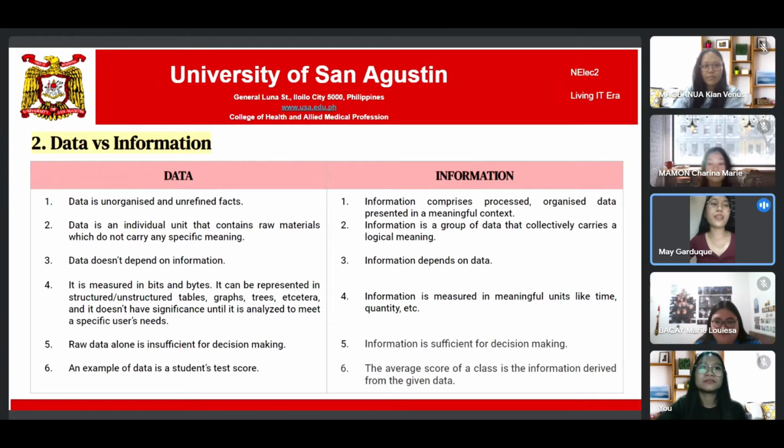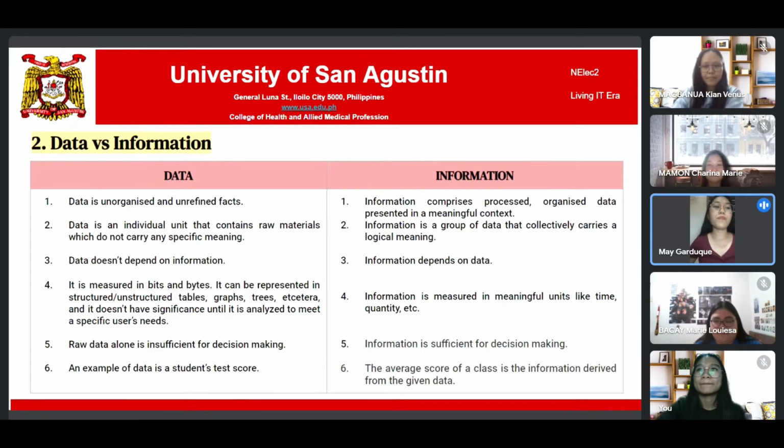So for data versus information. Data is unorganized and unrefined facts. Information is processed, organized, and presented in a meaningful context. Data is an individual unit that contains raw materials which do not carry any specific meaning. Information is a group of data that collectively carries a logical meaning. Data doesn't depend on information, but information depends on the data.